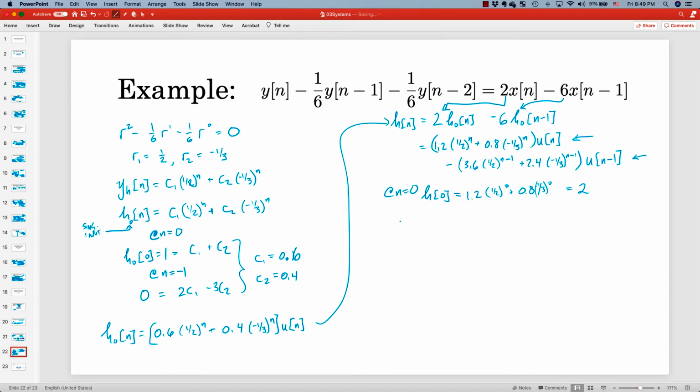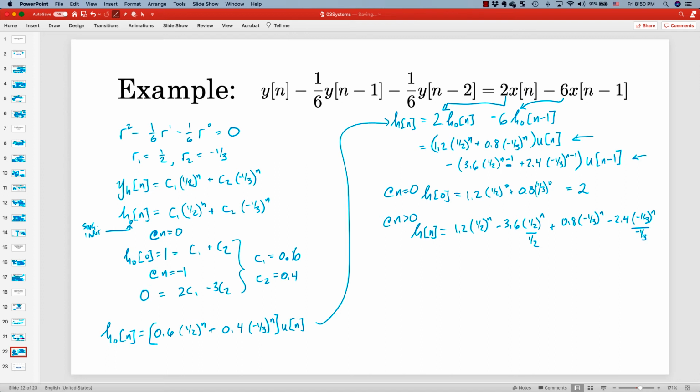Now for all times greater than 0, h of n has the following form. It's the first line, 1.2 times 1/2 to the n, minus 3.6 times 1/2 to the n, but I need to knock down one power here, so I'm going to divide by the base. And now let's do the other mode. So plus 0.8 times -1/3 to the n minus 2.4 times -1/3 to the n divided by the base.